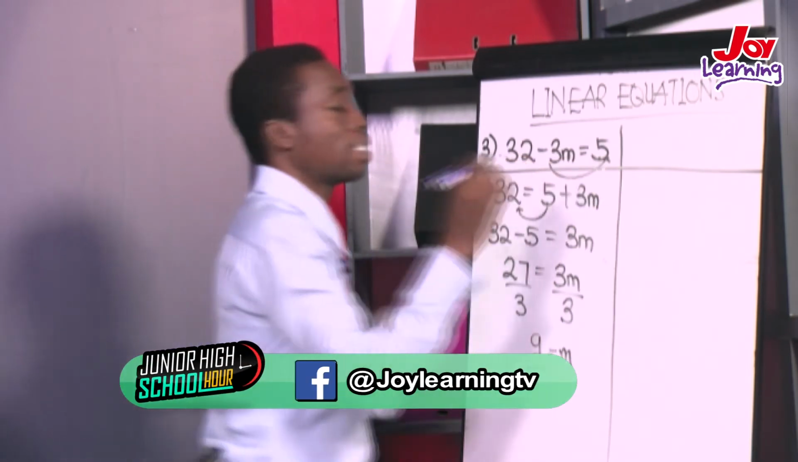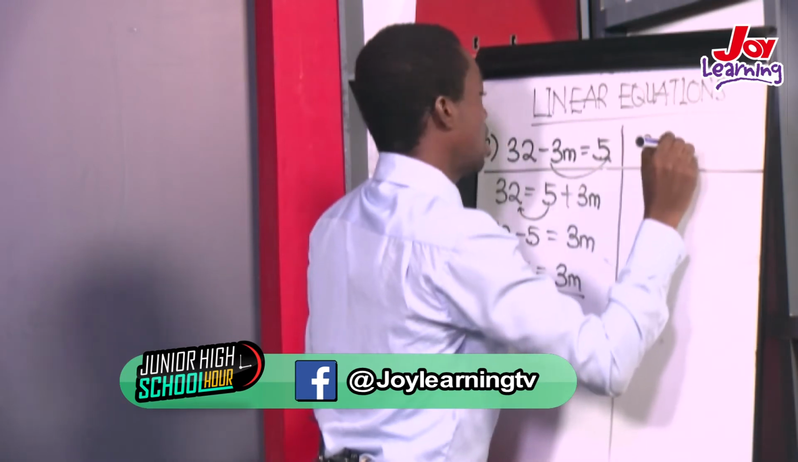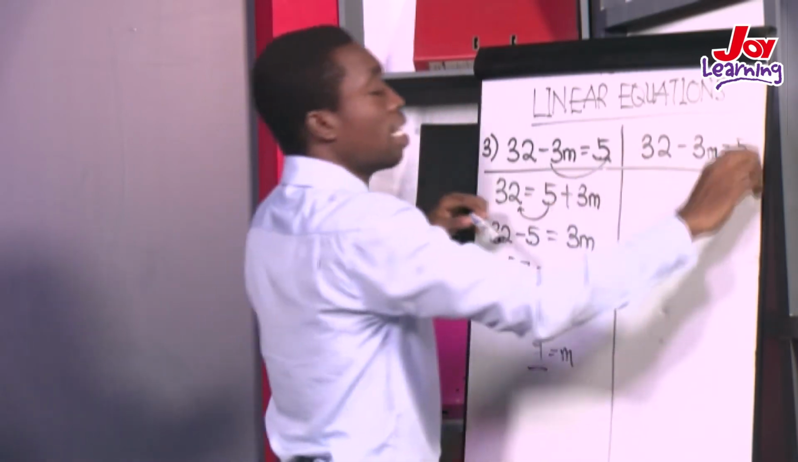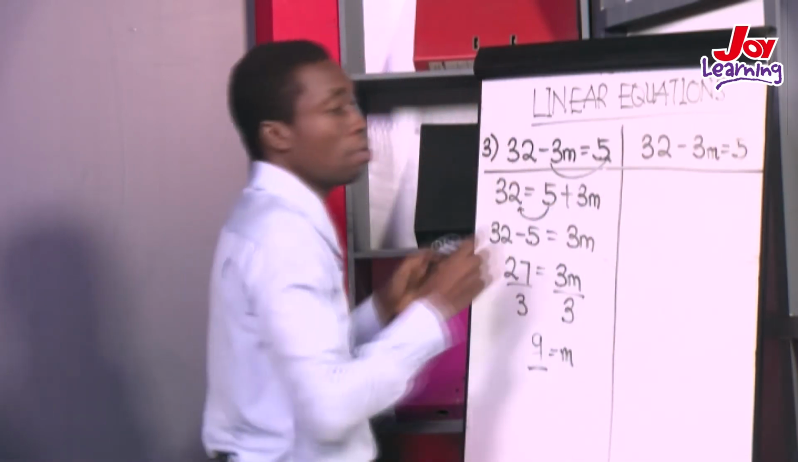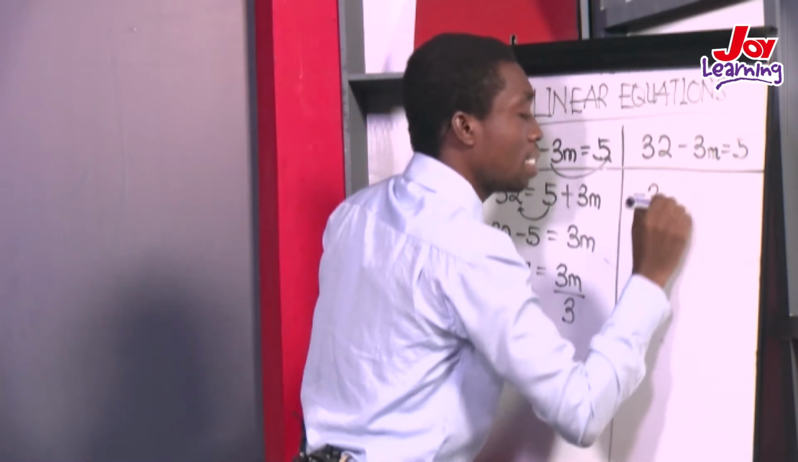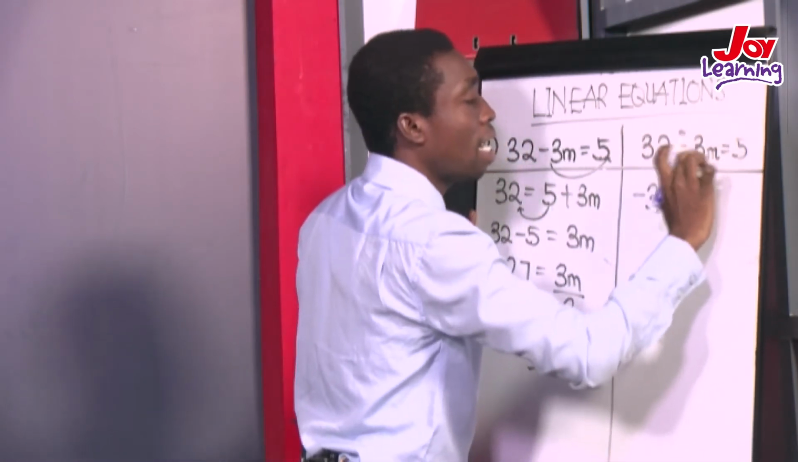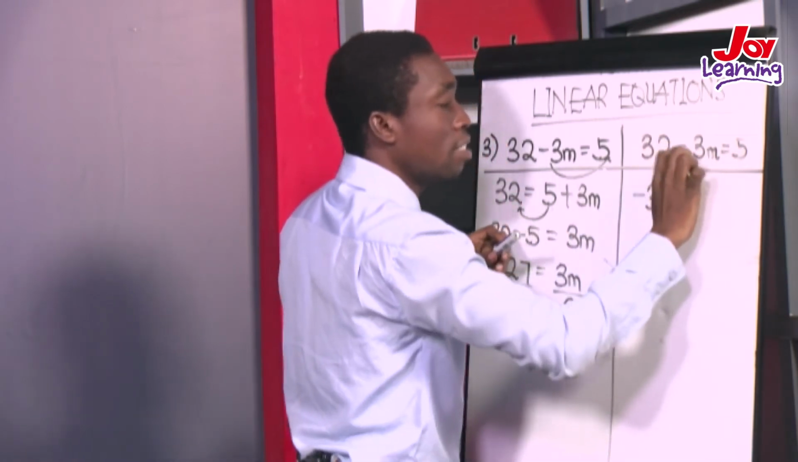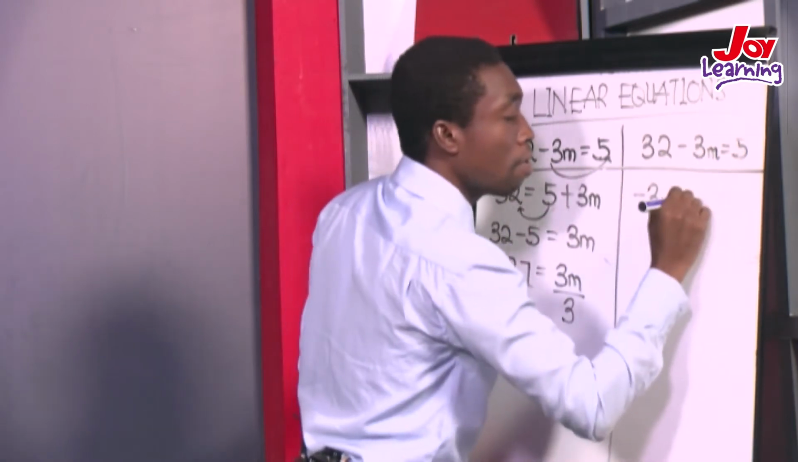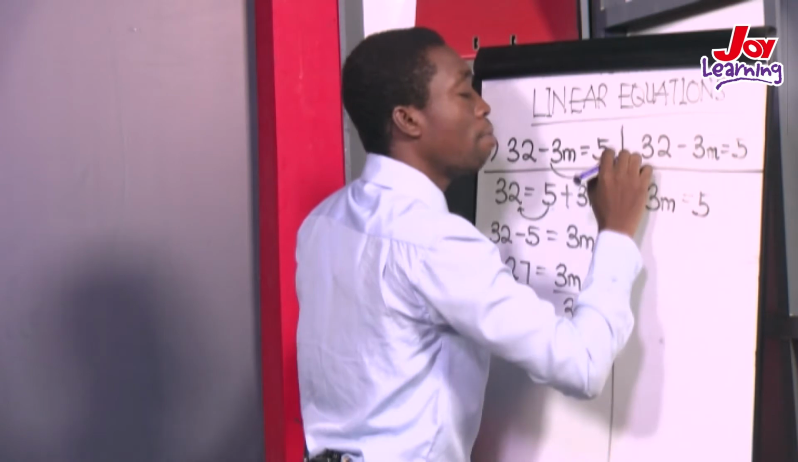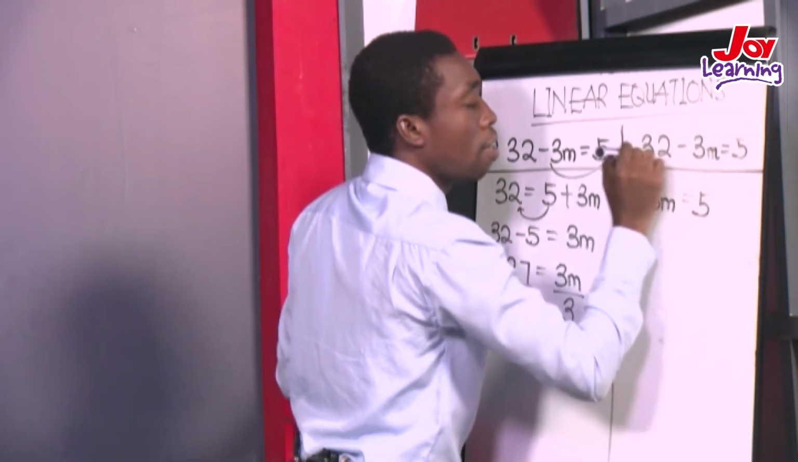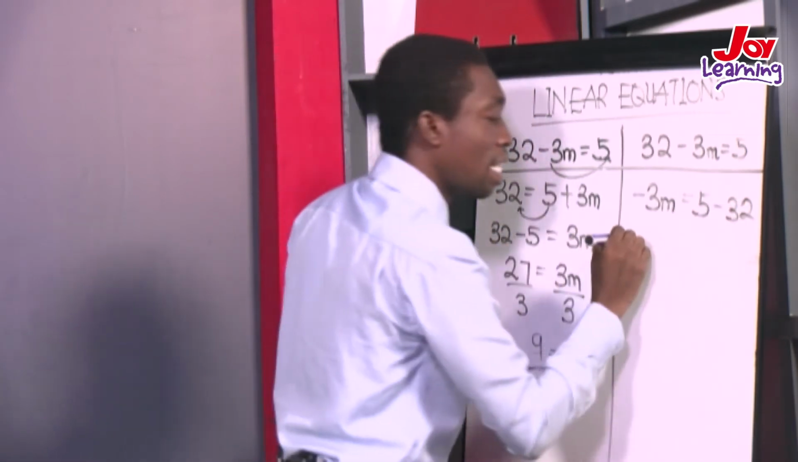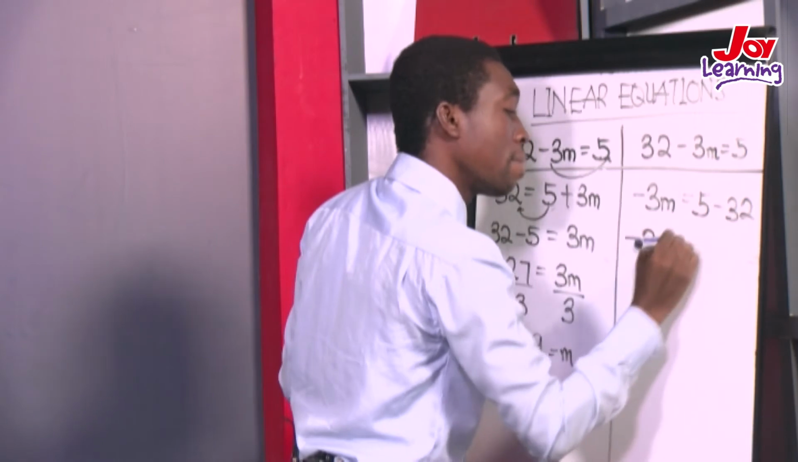Now the other way of doing it, I should say, is a bit more conventional. With this, you send the 32 to the other side, like we did for the first two questions. So what we get is negative 3m. Like I said, every number takes the sign that precedes it. So in this case, the negative is for the 3m. Equal to 5. If the 32 goes to the other side, it's positive over here, so it becomes negative. So 5 minus 32. That will give us negative 3m equal to 5 minus 32.